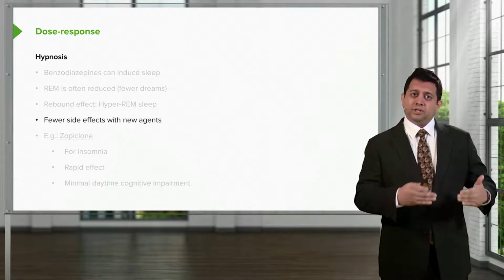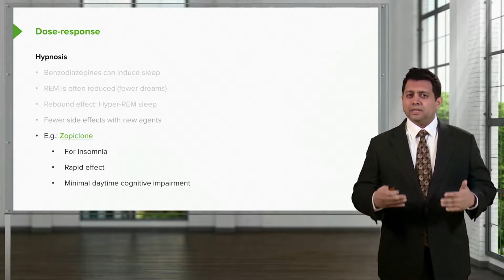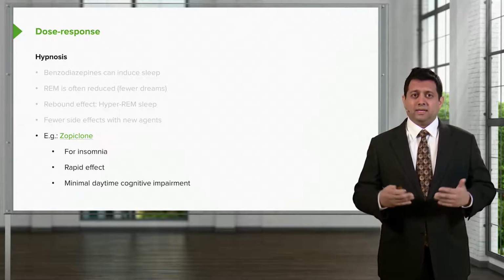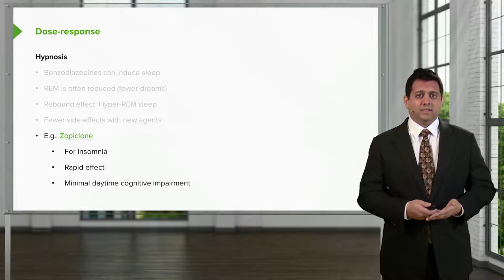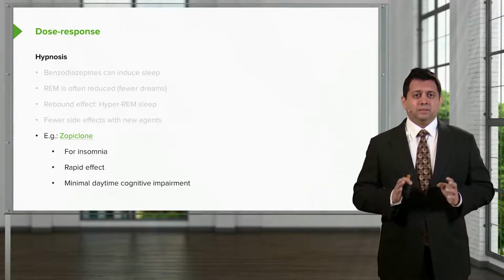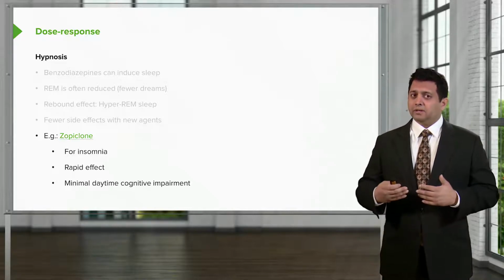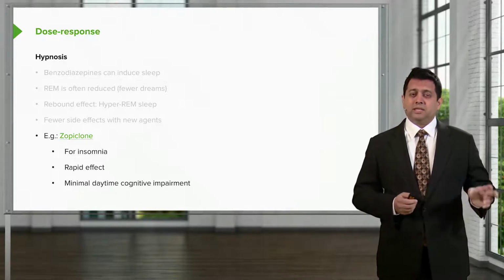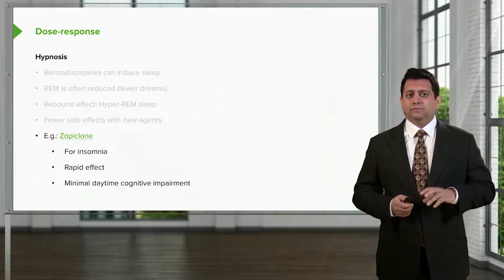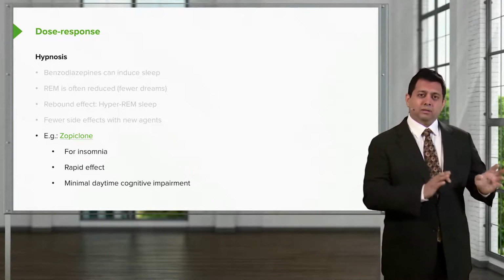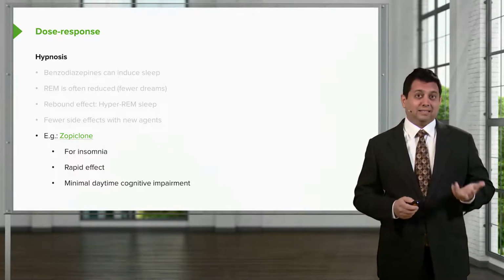As you get into the newer agents, we're starting to see fewer and fewer side effects. A good example of that kind of drug is zopiclone. We use it for insomnia. It has a very rapid onset of action, and it has minimal daytime cognitive impairment. This is a very good drug for use in insomnia, and it's essentially replacing the older Ativan, which is lorazepam, or Versed. It's replacing all of those old medications with these new medications because of their efficacy and lack of symptoms.